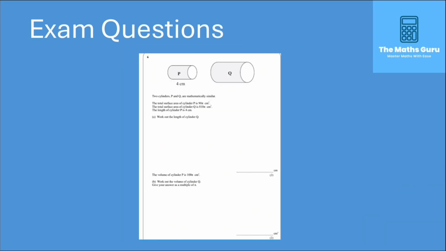Okay, now looking at the next question, we're told that two cylinders, P and Q, are mathematically similar. The surface area of cylinder P is 90 pi centimeters squared. And the surface area of cylinder Q is 810 pi centimeters squared. The length of cylinder P is 4 centimeters. Work out the length of cylinder Q.